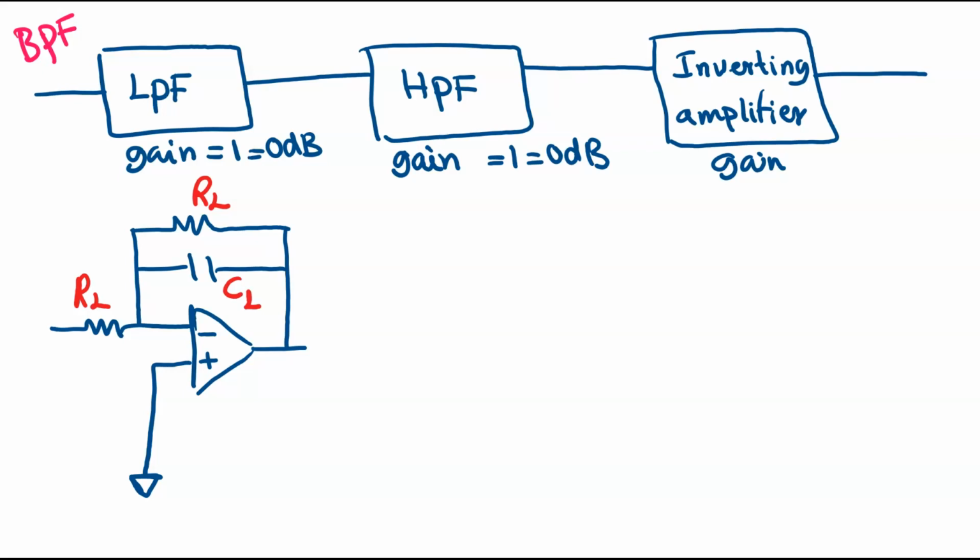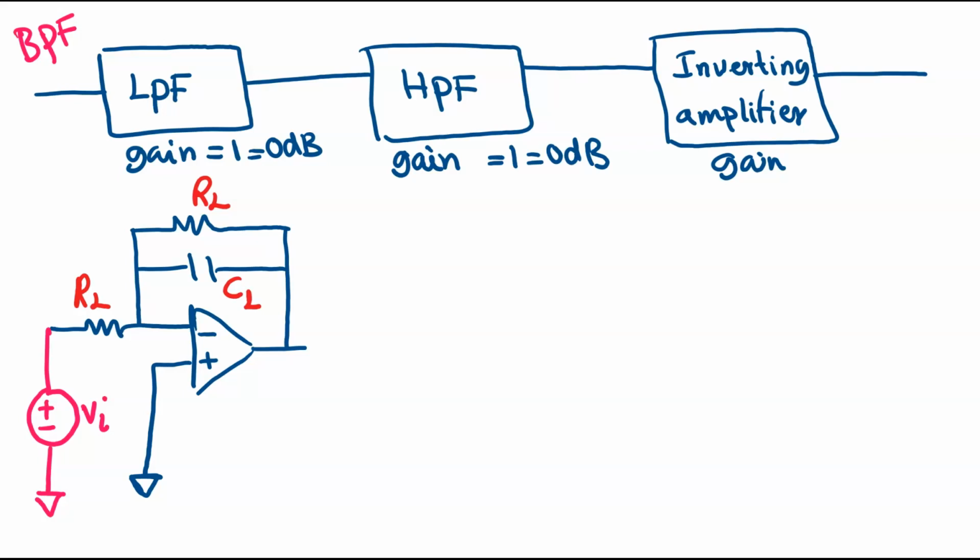And then my input signal will be applied to the negative or inverting terminal of the op-amp. So here I have my input signal, which is Vi, and it is applied to the inverting terminal of the op-amp, and the non-inverting terminal of the op-amp is grounded.